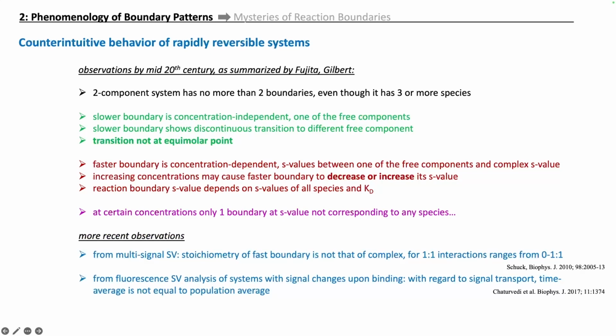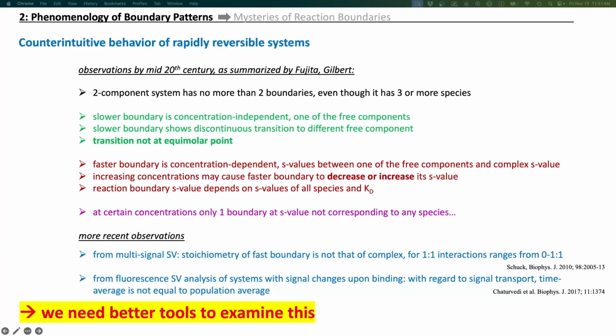We have more recently added to this list of strange properties, showing that multi-signal analysis of the reaction boundary shows a composition that may not be that of the complex, and that things even get weirder if we allow for non-additive signals, for example, changes in quantum yield of fluorescence in complex formation or in the presence of hyperchromicity. So clearly we need to develop tools to explain this and hopefully even take advantage of this.